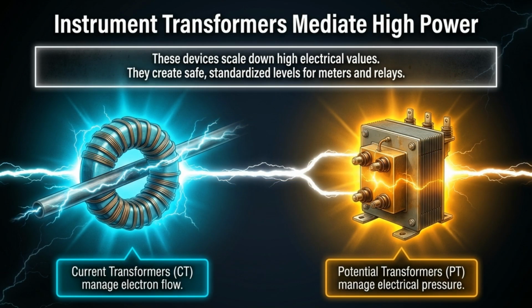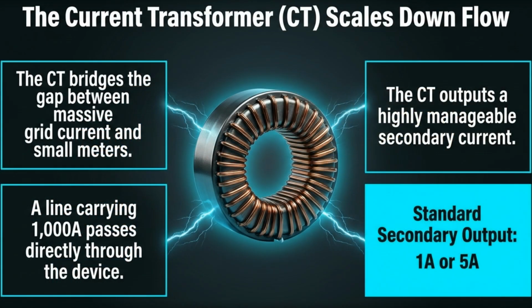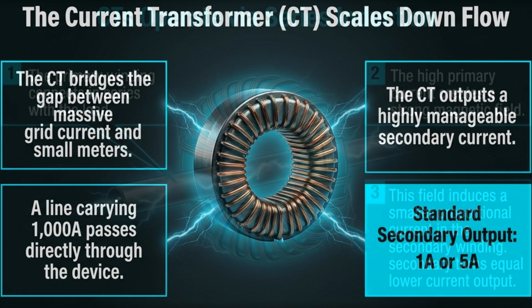Instrument transformers mediate this high power. They safely scale down electrical values to standardized levels for meters and relays. Current transformers, or CTs, manage electron flow, while potential transformers, or PTs, manage electrical pressure. The current transformer scales down the massive current flow. It bridges the gap between the grid current and small meters. For example, a 1000 amp line passes through, and the CT outputs a manageable secondary current, typically 1A or 5A.